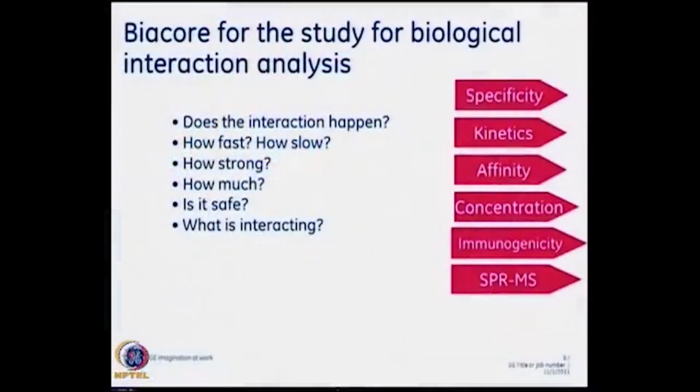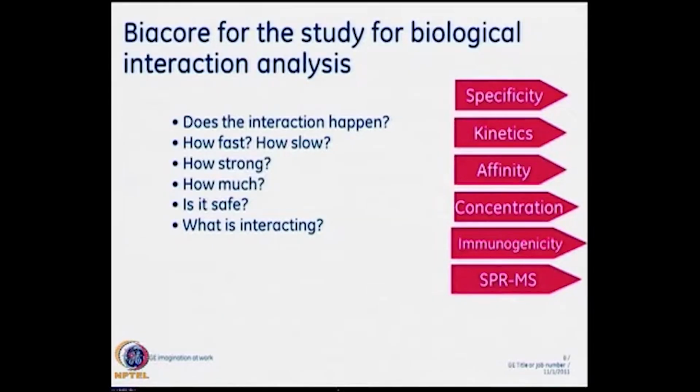the first question you ask is, does the interaction happen or not? Which means, is the molecule AB formed or not? The second question you ask is, how fast is the interaction or how slow is the dissociation? The third question that you ask is, how strong is the interaction? So what is the affinity of the interaction? The fourth question you ask is, how much of the analyte is there? Which means, what is the concentration of this analyte?